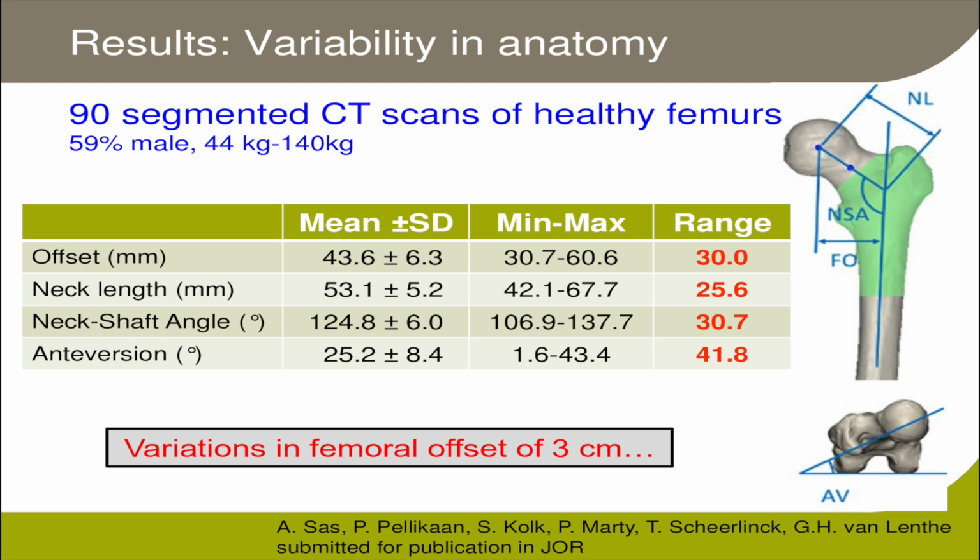Looking at the anatomical variation, we found what literature found, an offset range of about 3 centimeters, but also very large variation in anteversion. You see between 1.6 and 43 degrees of range of anteversion. And also in the neck shaft angle there was a huge variation, from 107 degrees to under 38 degrees. So a large variation in that population of femurs that we just collected from a database.